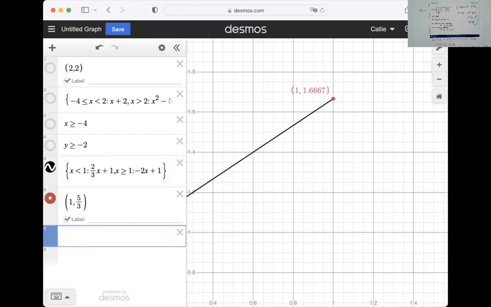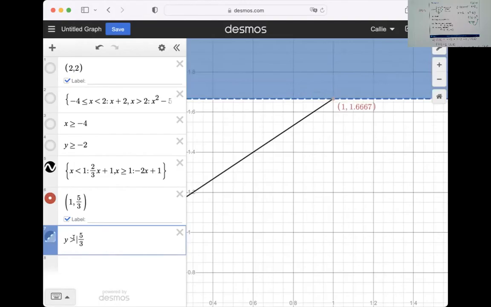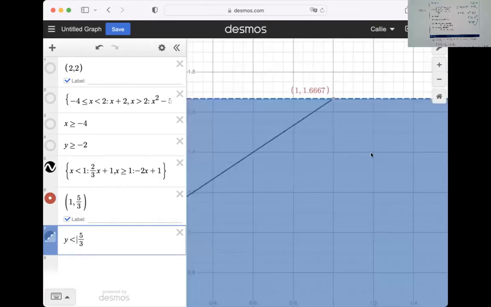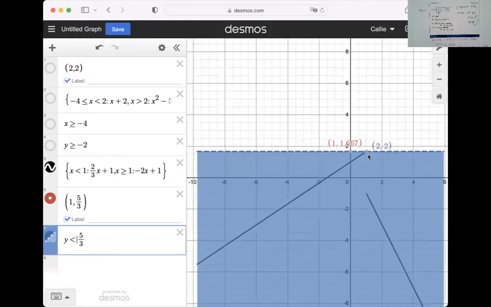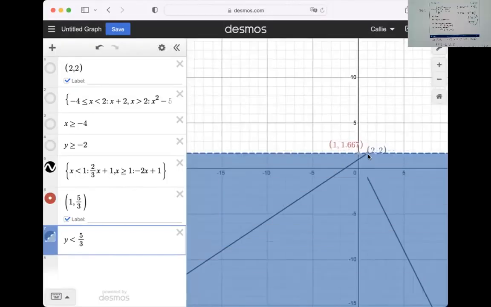So when y is less than 5/3, y is less than 5/3 is my range, because 5/3 was the y value of my highest x. Okay, so same thing here, right? That is my range.